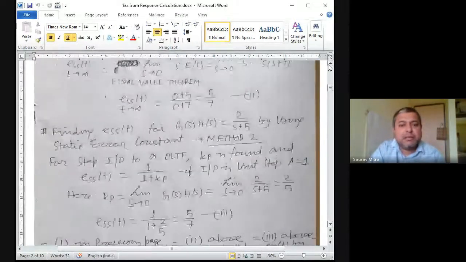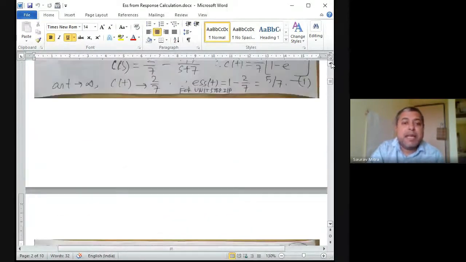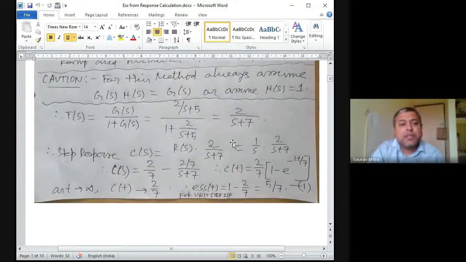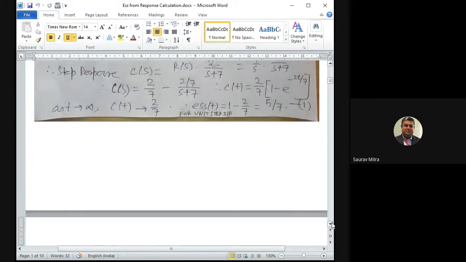Previously, I had shown you method number 1. In this case, we had been finding the error from E(s), that is the final value theorem, limit s tends to 0, s into E(s) is equal to R(s) by 1 plus G(s)H(s). And in the third case, this is actually method 3, we are finding the steady state error by calculating C(s), and from C(s) we are finding c(t) at t tends to infinity. Whatever we find for c(t) at t tends to infinity, if we subtract it from the input at t tends to infinity, this subtraction gives me the error. So if you just go through these 2 pages, you will understand all the 3 methods.